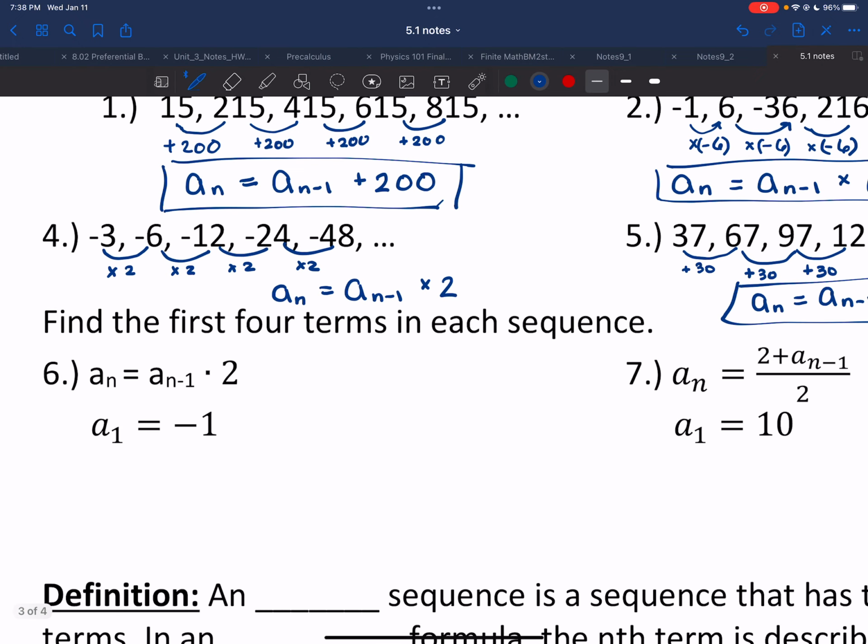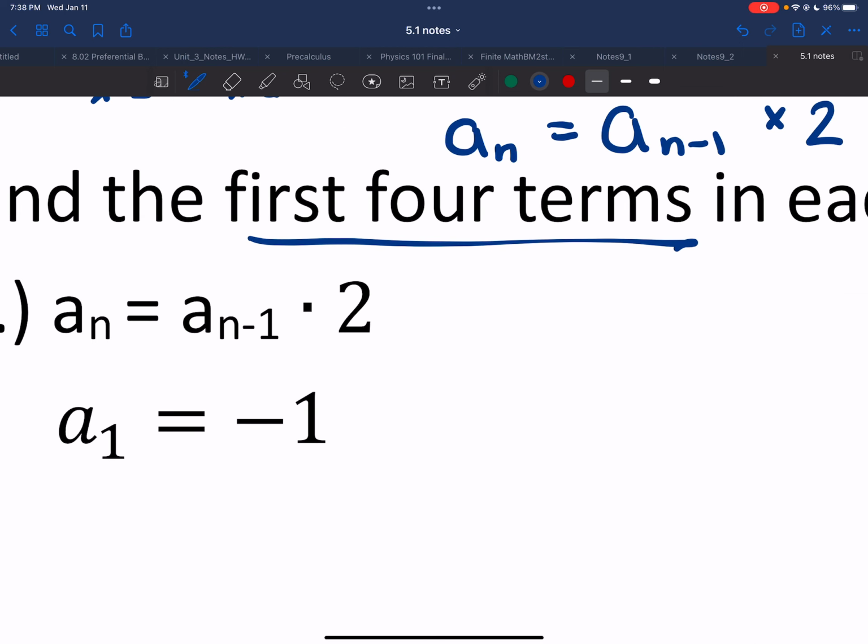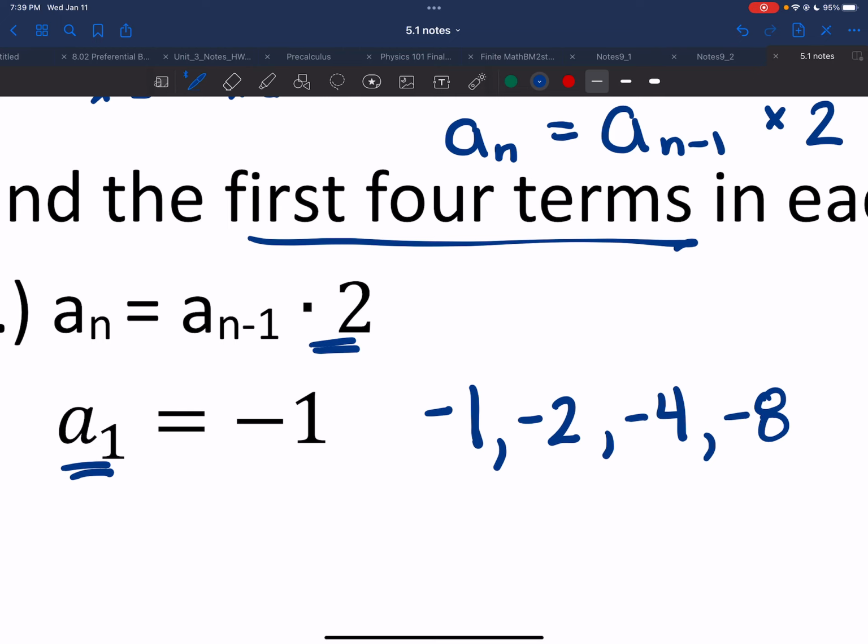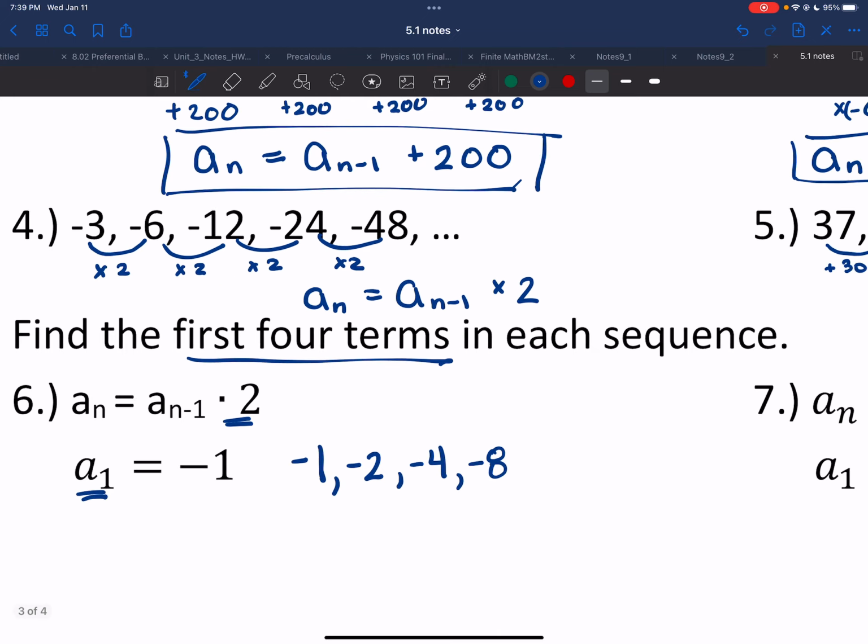The next one, I need to find the first 4 terms of each sequence. Well, the good news is it tells me where I start. So this A1 means that I'm starting with 1. So then I'm going to go -1, and to that I'm going to multiply 2. So -1 times 2 gives me -2. -2 times 2 gives me -4. -4 times 2 gives me -8. So here I have the next 4 in that sequence.